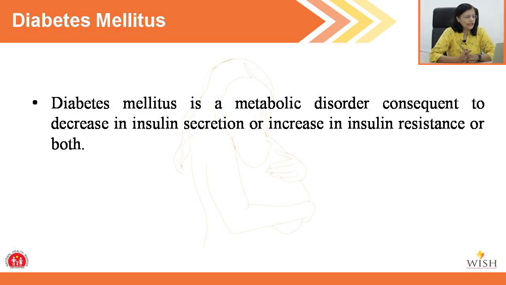So by definition, diabetes mellitus is a metabolic disorder as a consequence of either decrease in insulin secretion or increase in insulin resistance, or both. Whenever such a stage comes, the patient presents with hyperglycemia, which we call diabetes mellitus.